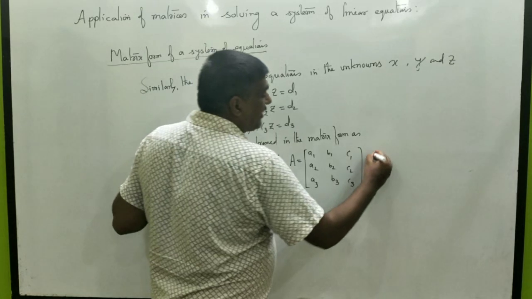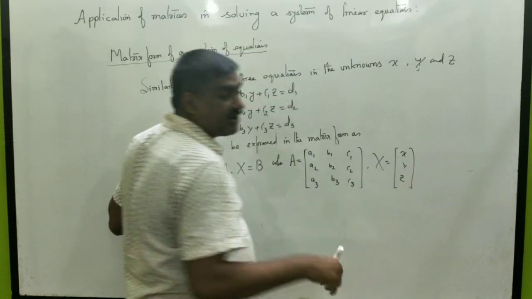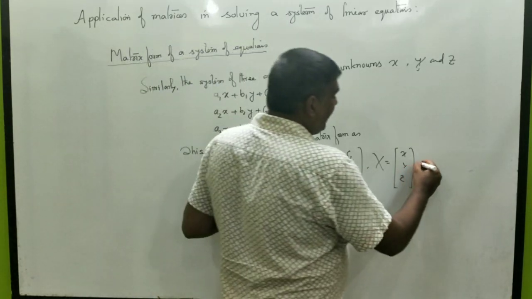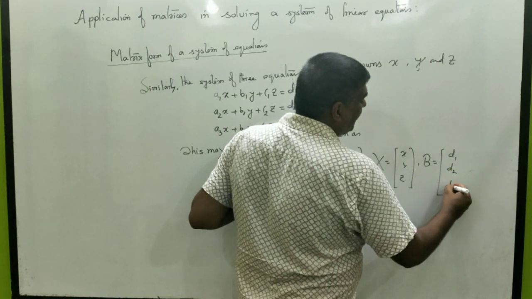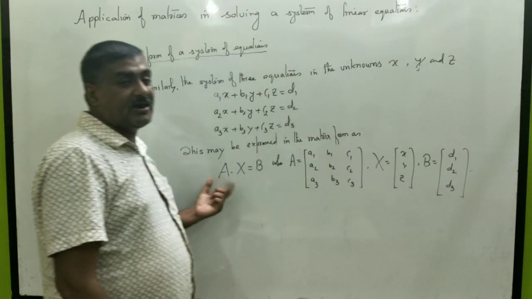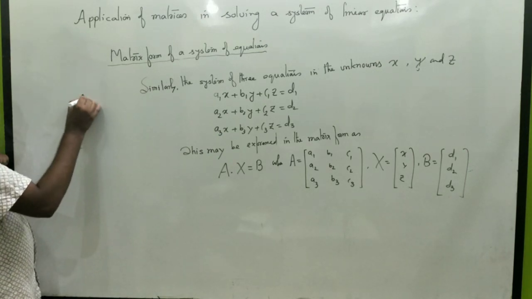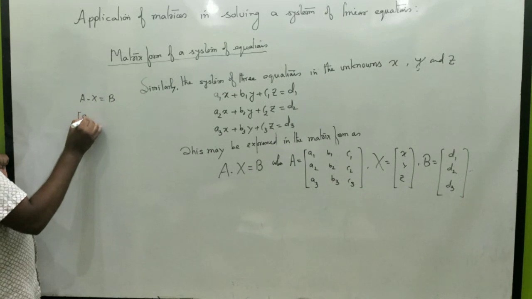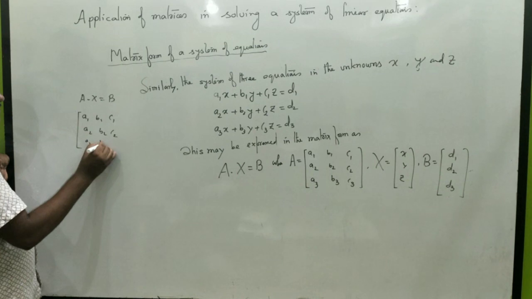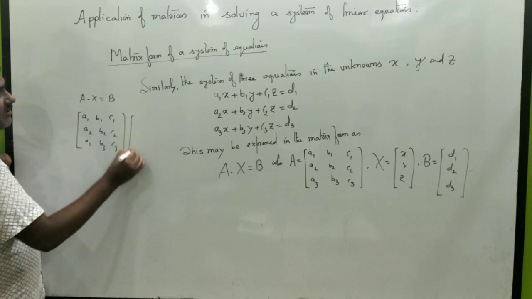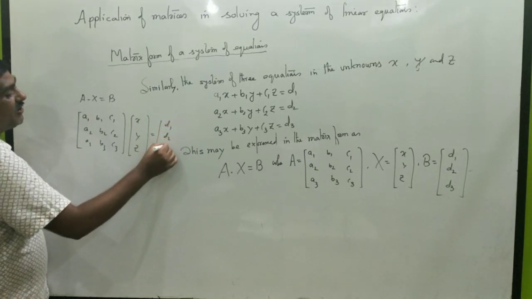Clear? Capital X means variable, x, y, z, always column wise, remember this. Okay? And b is the constant part: d1, d2, d3. Why, sir? Now you will ask why. Look here, as this is the matrix, I wrote Ax equals b. So A was a1, b1, c1, a2, b2, c2, a3, b3, c3. X means x, y, z and constant means d1, d2, d3, okay?